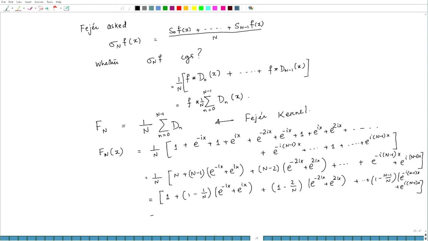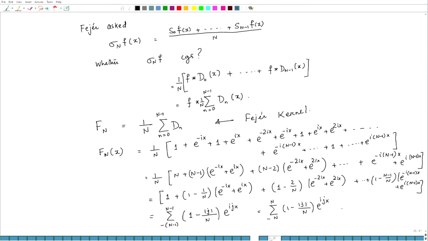Now if we want to write this in the form of a sum from minus (n minus 1) to n minus 1, notice that if j is minus 1, then I am getting 1 minus 1 by n, and if j is plus 1, then I am also getting 1 minus 1 by n. Similarly, like this, I can write this as the sum of (1 minus |j| by n) e to the power ijx. As you can see, if j is either plus n or minus n, then 1 minus |j| by n is 1 minus 1, which is 0. So safely we can also write this as the sum from minus n to n of (1 minus |j| by n) e to the power ijx.